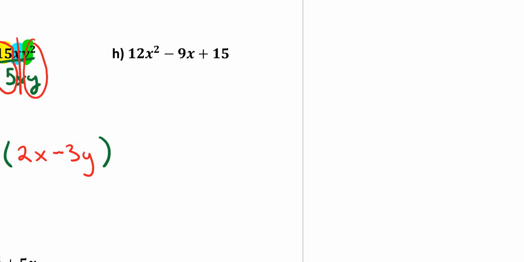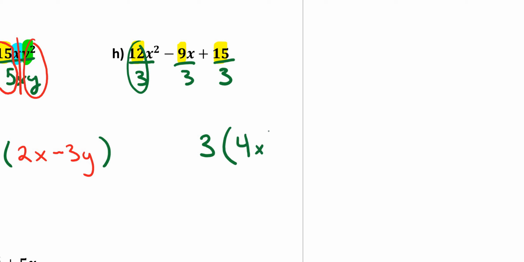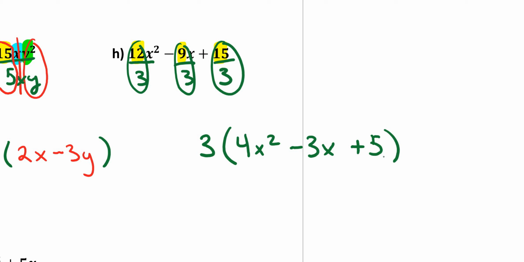All right, let's move on to letter H. For letter H, I can just focus on the numbers here. And the biggest number that divides all three of those numbers at the same time would be the number 3. So I can divide this by 3, divide that by 3, and divide that by 3. So inside my brackets, 12 divided by 3 is 4, so 4x squared. 9 divided by 3 is 3, so minus 3x. And plus 15 divided by 3 is 5. So 3 times 4x squared minus 3x plus 5.